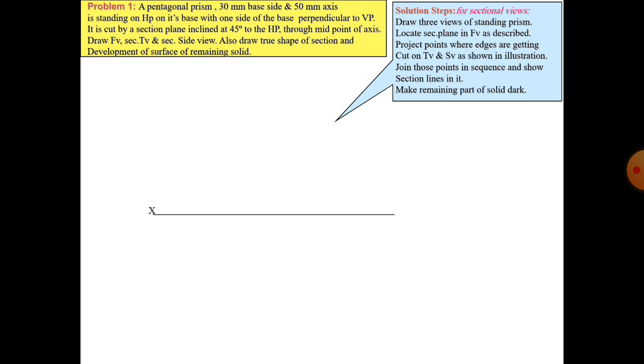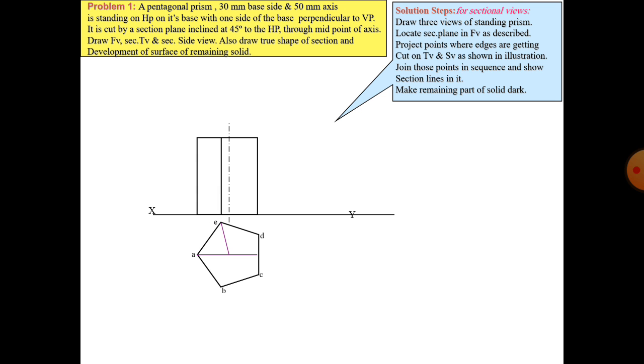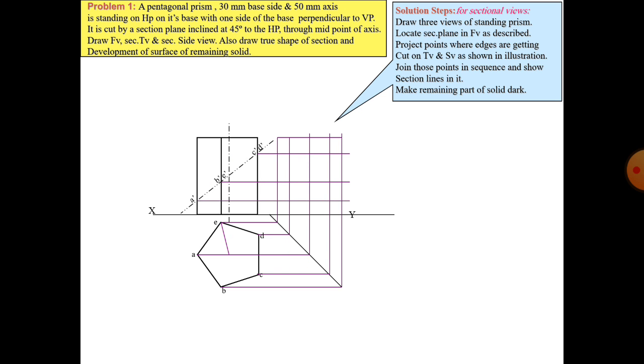Firstly, draw the reference line named XY. Then draw the pentagonal prism. In the top view, the pentagonal prism shows a pentagon. Extend all lines with the help of the midpoint, which is shown by the center line. Next, draw the cutting plane line at 45 degrees to the HP. So draw the 45 degree line and extend all the lines to the upper side. Then mark and show the side view and join the pentagon.